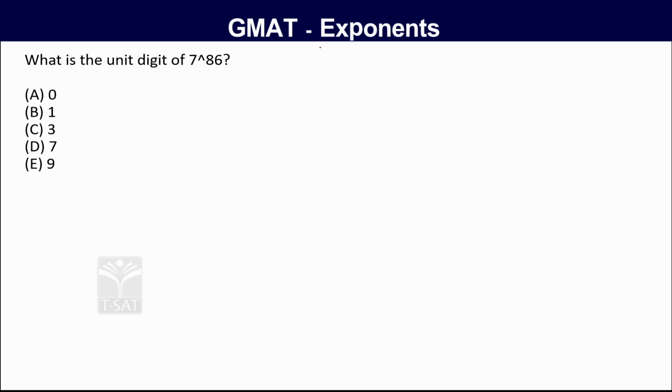Let's begin with the next question. What is the unit digit of 7 raised to 86? We know that 7 has a cyclicity of 4. So what you have to do is look at the power, 86 divided by 4. So you will have 4 into 21 is 84, plus a remainder of 2. 2 divided by 4.